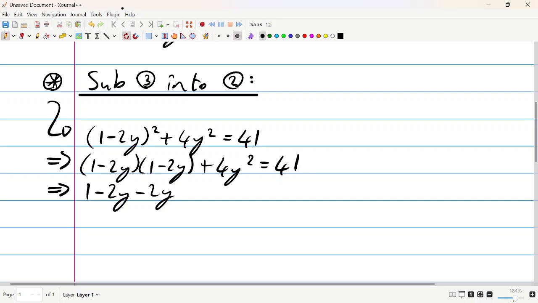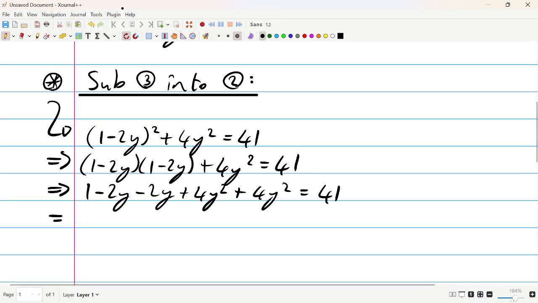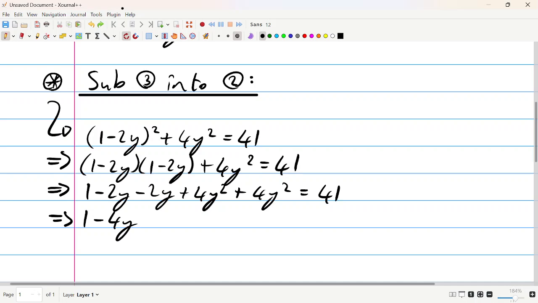And then therefore, the last, which is negative 2y times negative 2y, which is positive 4y squared, plus 4y squared is equal to 41. We can simplify and notice that we only have one constant on the left hand side, but we do have minus 2y, which is essentially just going to be minus 4y. And then plus 4y squared plus 4y squared, they're both the same, so we're just going to say plus 8y squared. Notice that the coefficients are the only thing that's really adding, and not the variables. And this is equal to 41.